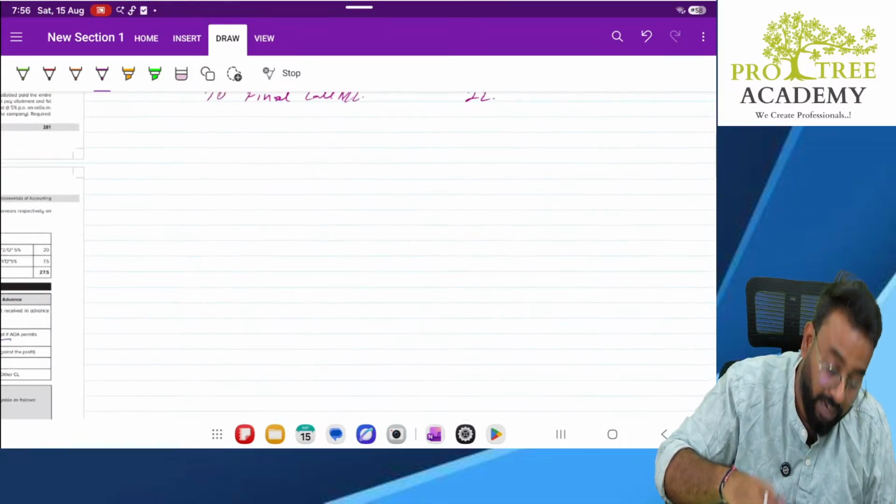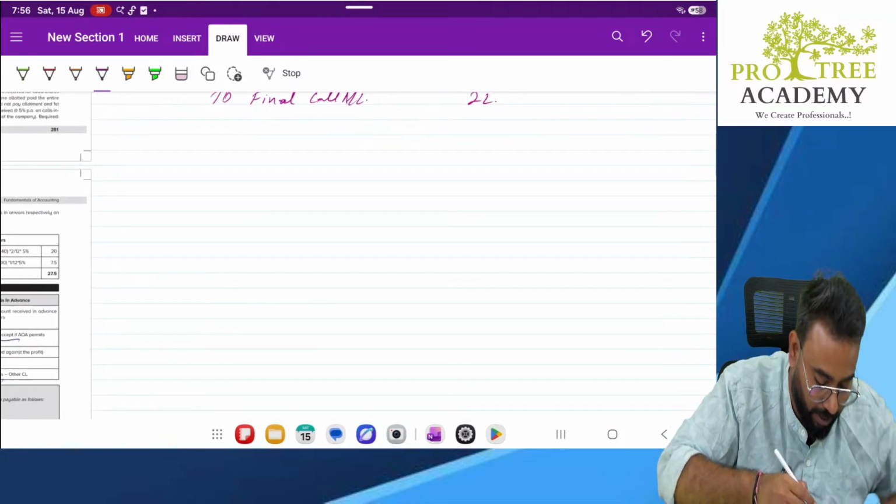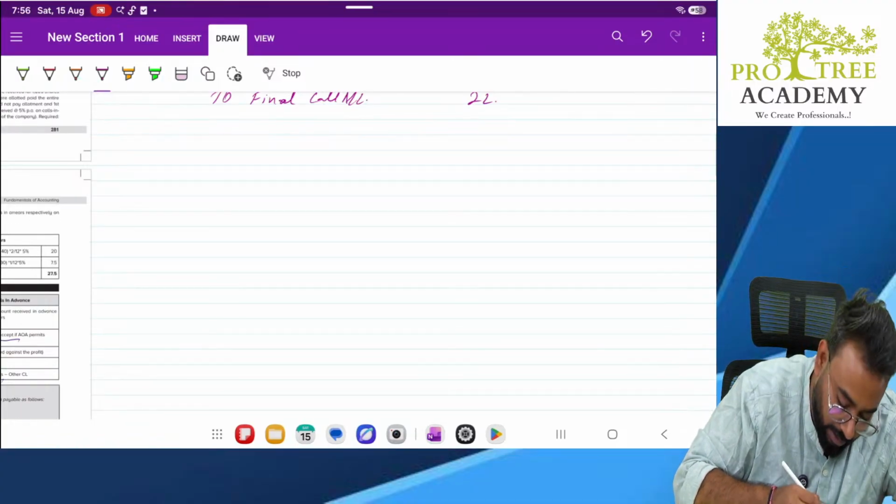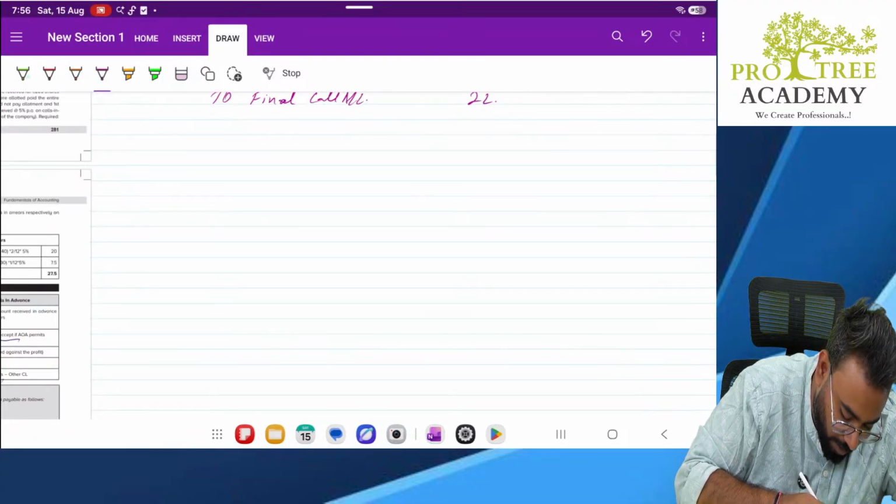Interest part. Interest on calls in advance. Correct? Yeah. Last, I will close that. Once it is done, we'll close. The sum will be done.